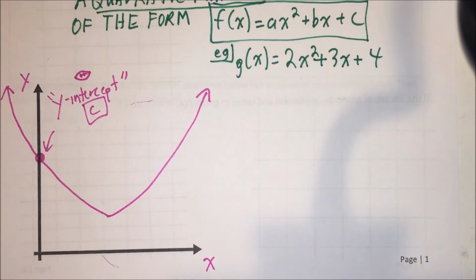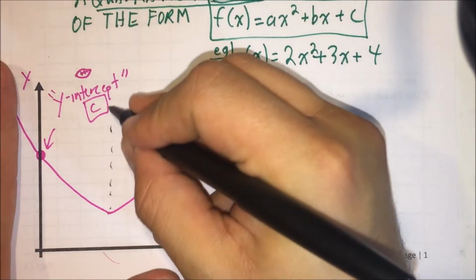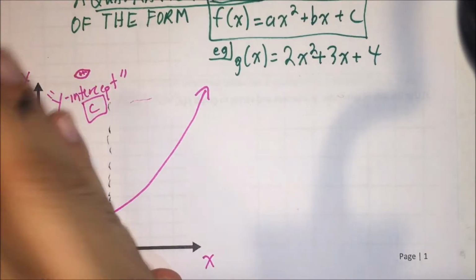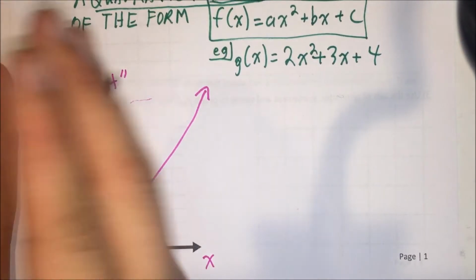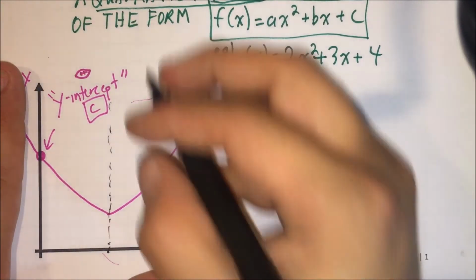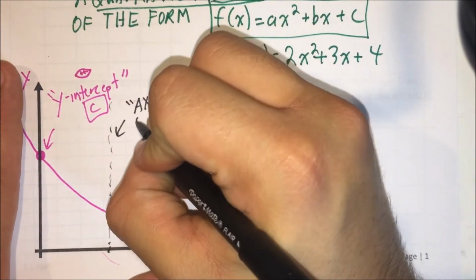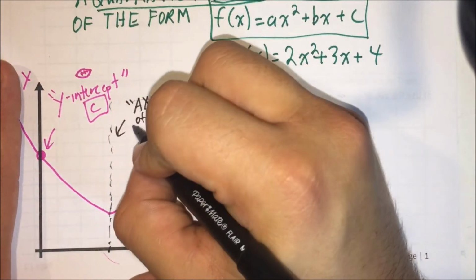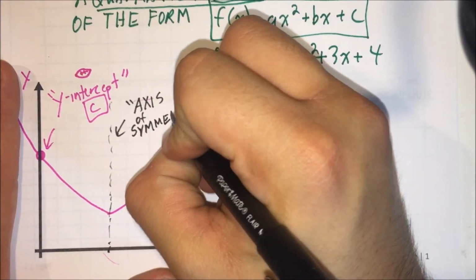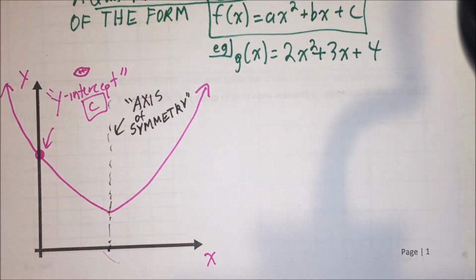Okay, the next thing we notice on a quadratic function is that we can split it in half here, right? It's almost symmetrical. It's almost like over this line, this part of the function is looking at a mirror. So this line is what we call the axis of, not evil, the axis of symmetry.